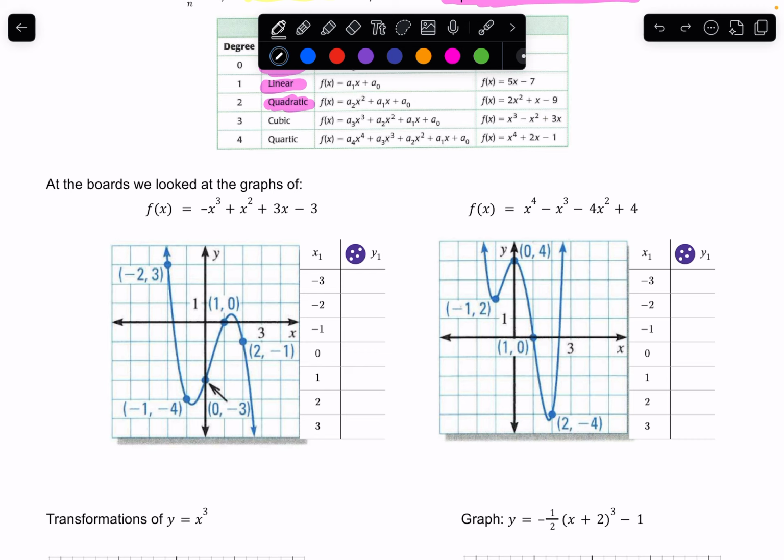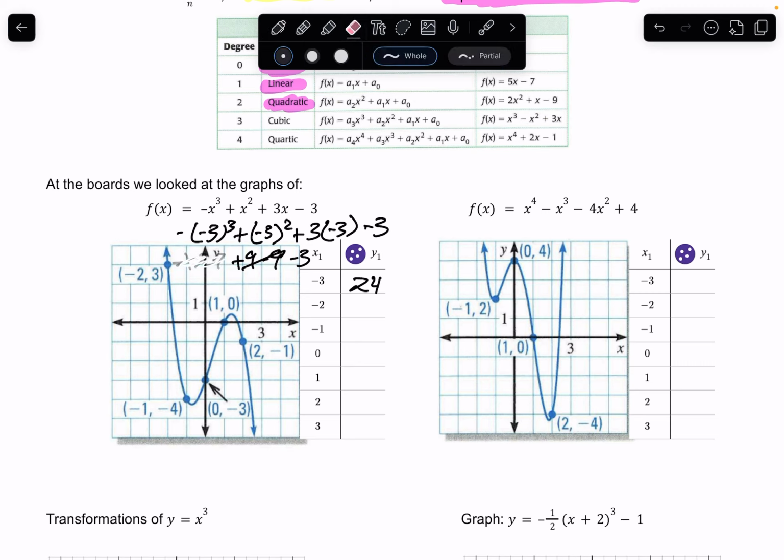So for example, if I took negative 3 cubed plus negative 3 squared plus 3 times negative 3 minus 3, if I plug that in on a calculator, I'm going to get back, let's see, so this would be negative 27 negatived. So that's positive 27 plus 9 minus 9 minus 3. 27 minus 3 is 24. But I honestly would recommend using a calculator for these if you're uncomfortable doing that kind of math in your head right now, but practicing it is also really good.